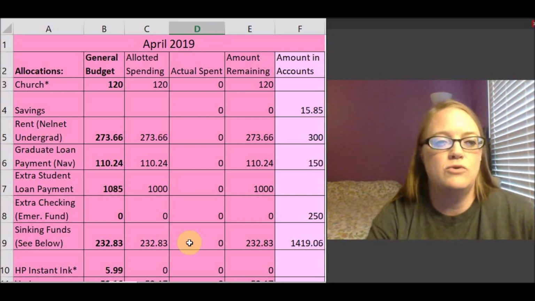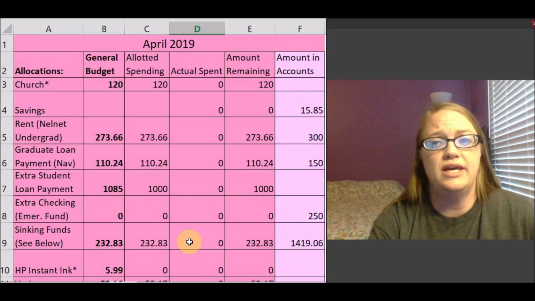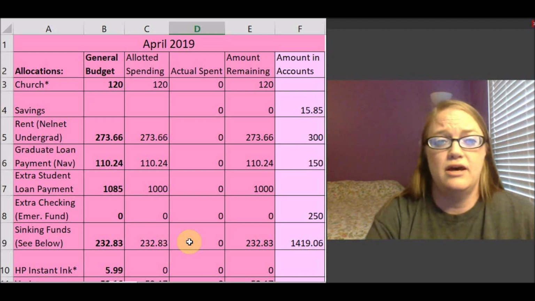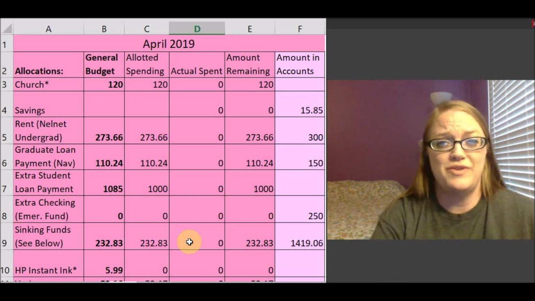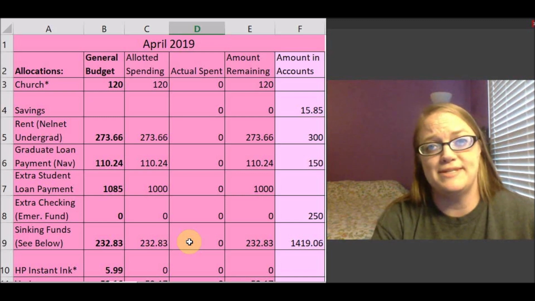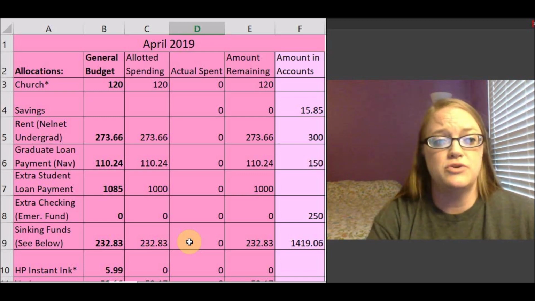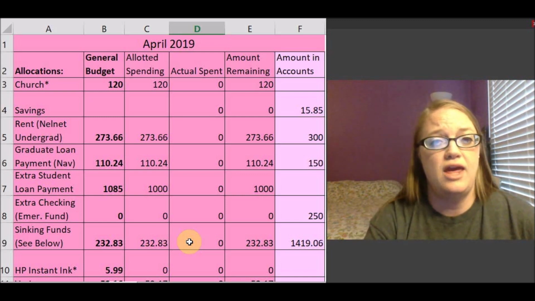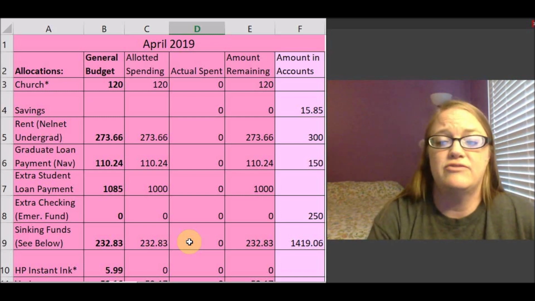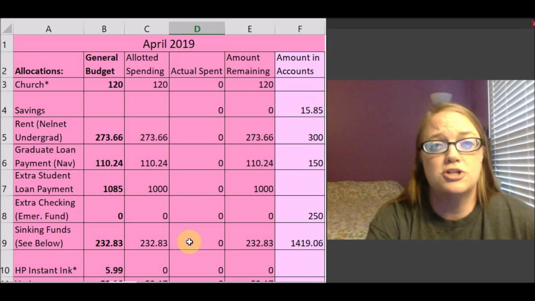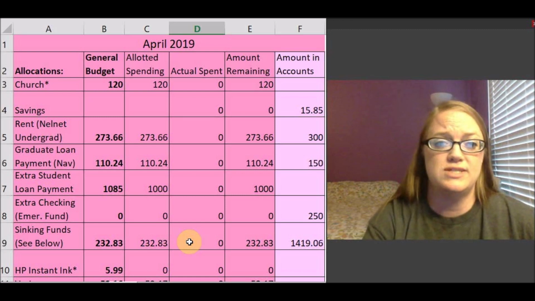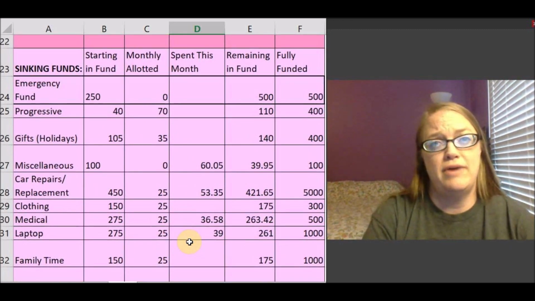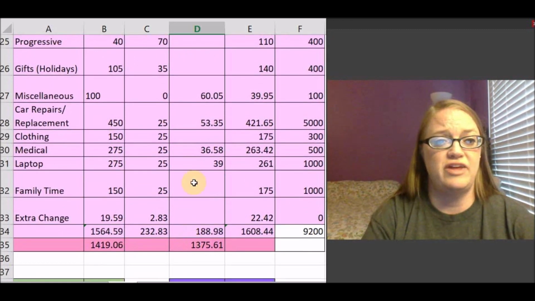Next up, I'm going to look at my sinking funds because there are some changes with that. Because I used my miscellaneous fund, I need to put more money towards my sinking funds this month. I also spent a lot of money from various sinking funds in March, so I have to readjust all of those as well. In order to change that amount from above, I have to change everything down here.